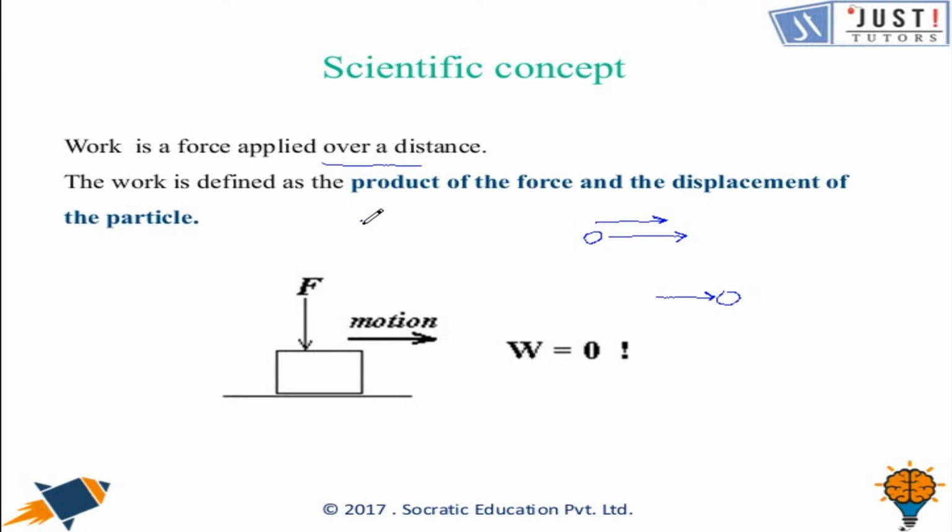So we can write it like this. Let's say we applied a force F and the displacement is 0, so the work done will be 0. Similarly, if the force applied is 0, then the work done will also be 0. Let's say this object is moving in this direction, but no external force is applied. Then 0 times the displacement d gives work 0 again. So these are the two conditions in which work will be 0.